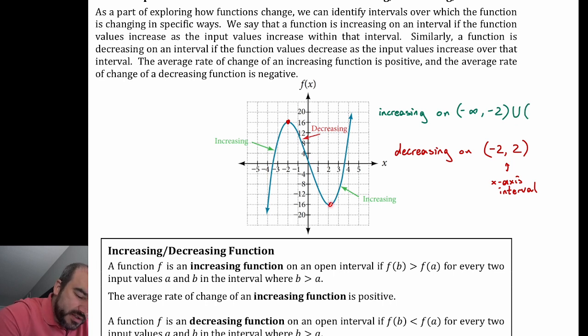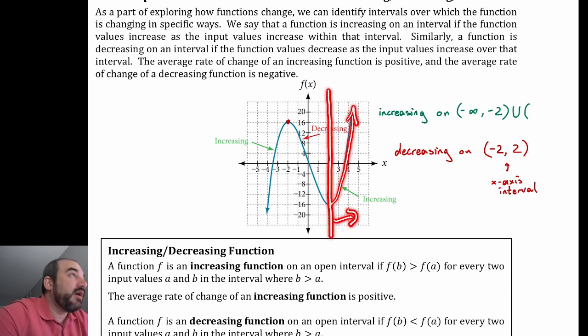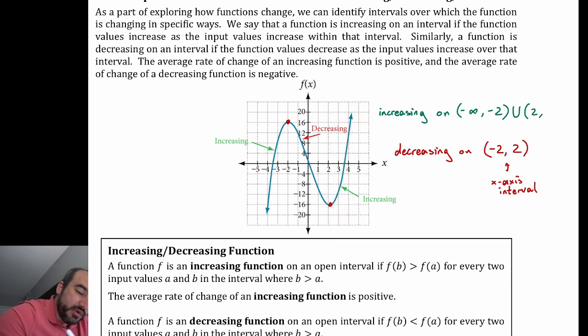And then the other increasing interval is from this point to the right, which is from here all the way to the right forever, right? So that's going to be from 2 to infinity. So we have an increasing interval. Again, these are x-axis intervals.